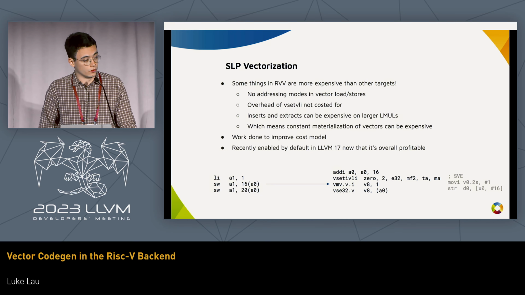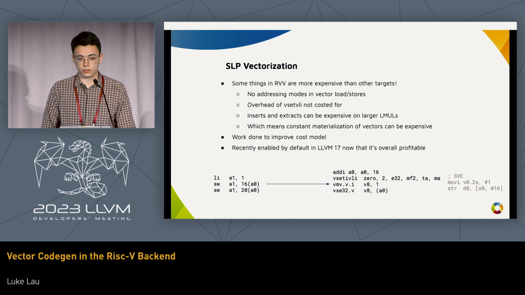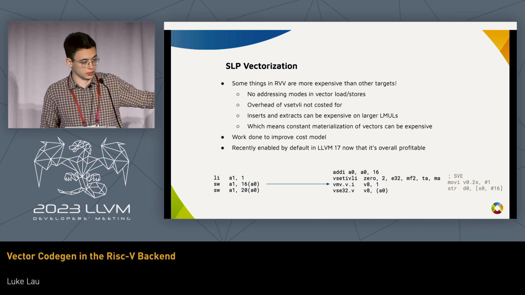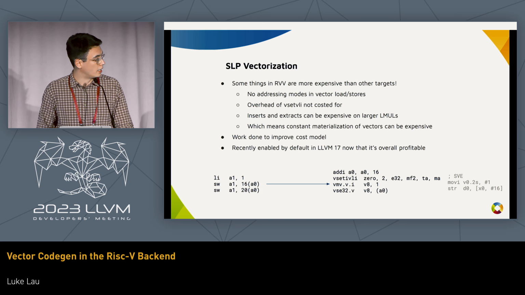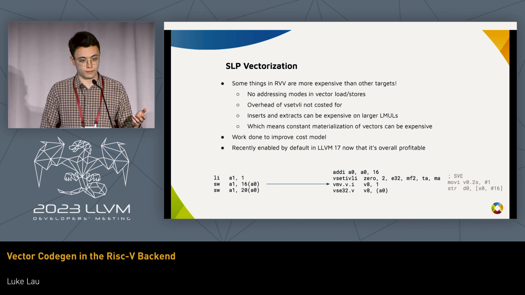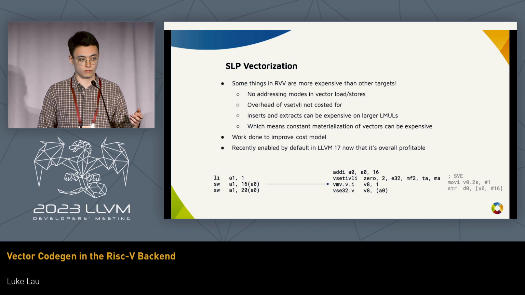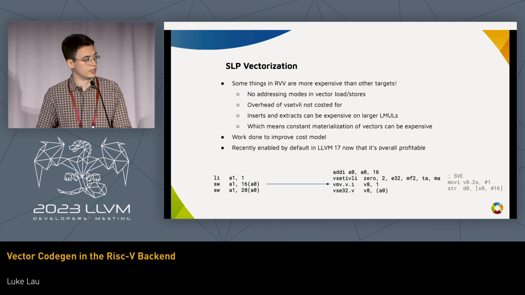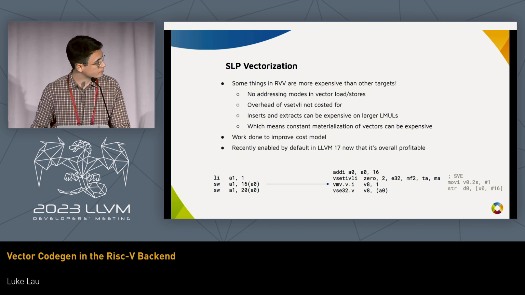One of the first things that you might notice is that we don't have any addressing modes for any of the vector load and store instructions. So what was previously folded into the addressing mode in the scalar version now requires an extra add instruction to compute this offset. And that wasn't cost modeled for. Another thing that we don't cost model for is the vsetvli instructions. These are pretty non-trivial to predict whenever they're going to be emitted, because the logic behind emitting them is quite complicated and they have no representation at the LLVM IR level.